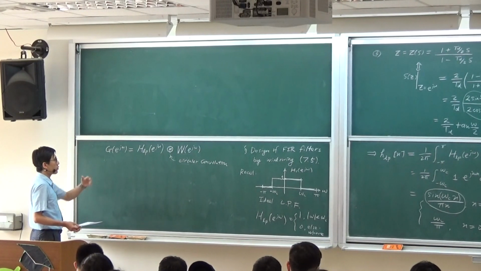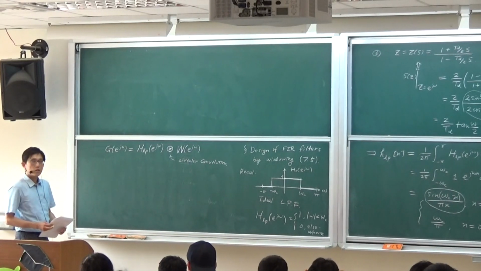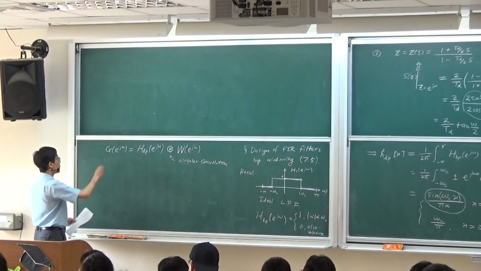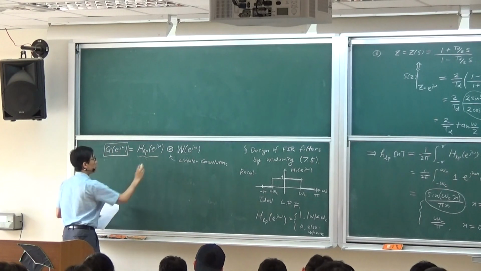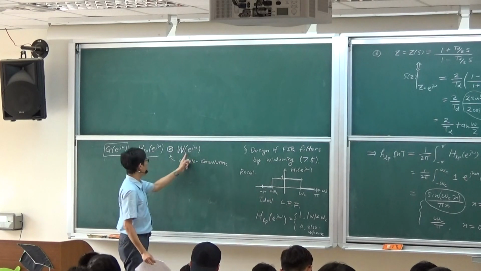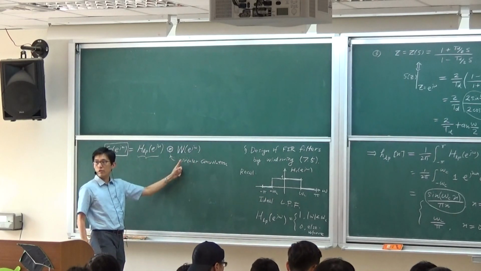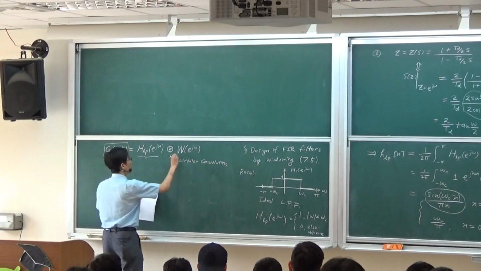But then, how do we visualize this circular convolution? That's the question. How would that affect things? Because in the end, we care about the magnitude response, right? This is the ideal response right here. What is this? And what is the result of their convolution? That's what we're going to talk about next.